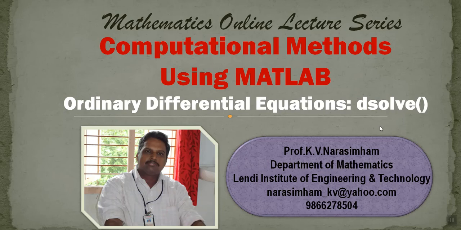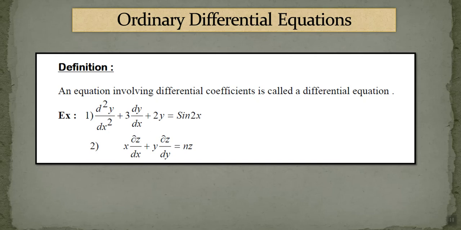So, now coming to a very important point. First we will discuss what an ordinary differential equation is, then we will discuss how to find the solution of the ordinary differential equation using MATLAB programming. An equation involving differential coefficients is called a differential equation. So, a differential equation is an equation which contains differential coefficients like dy by dx, d square y by dx square and so on. The first example of an ordinary differential equation is d square y by dx square plus 3 dy by dx plus 2y equals sin 2x.